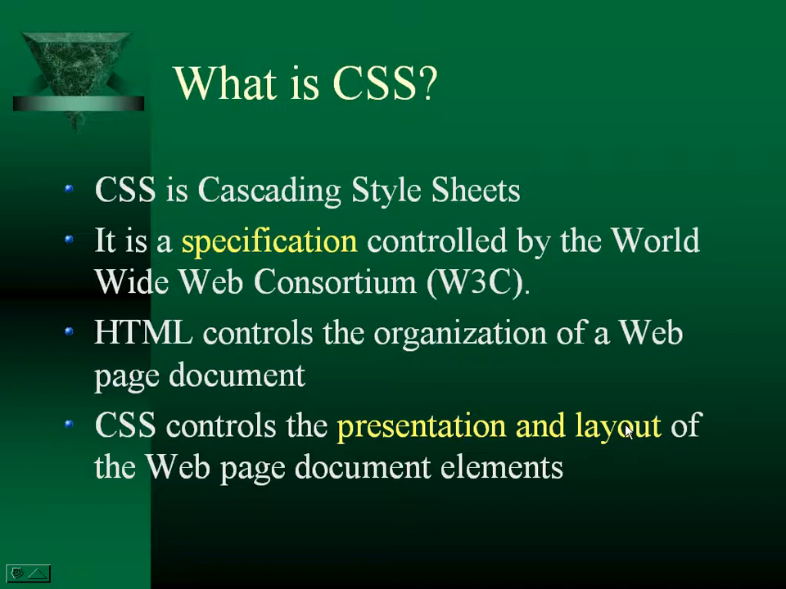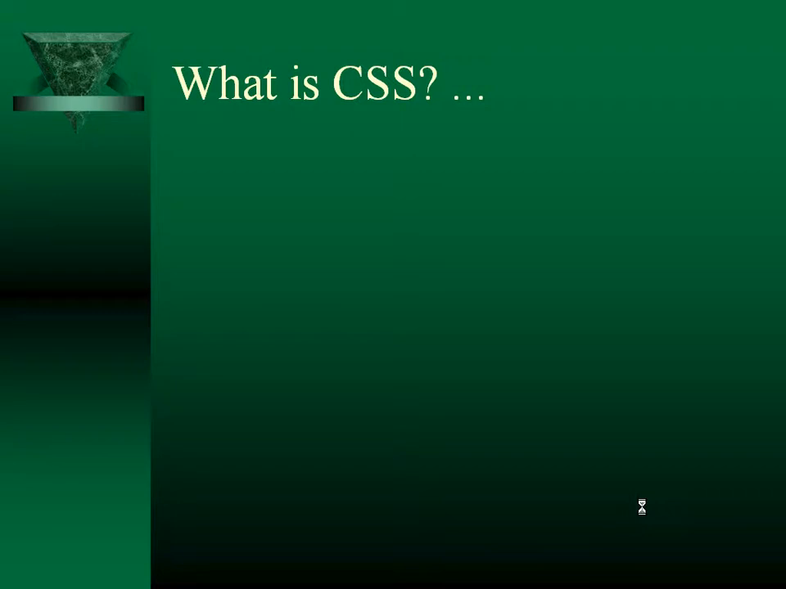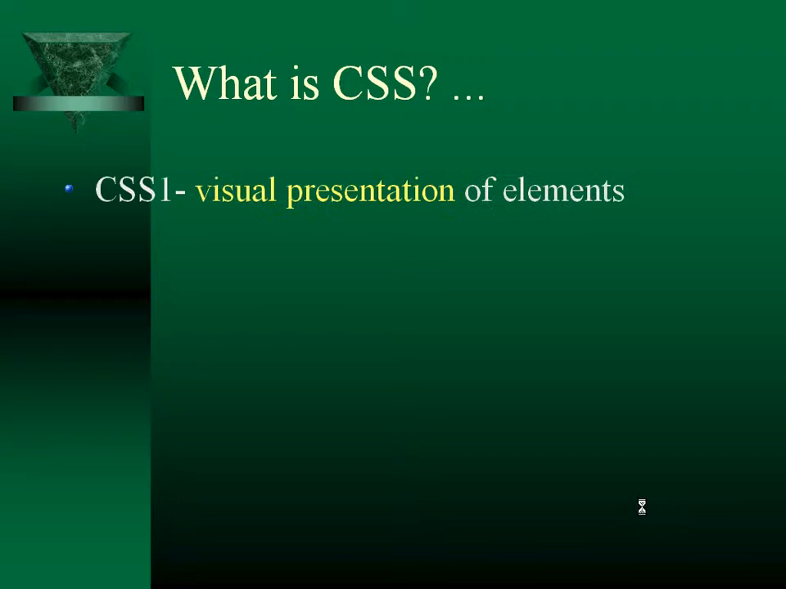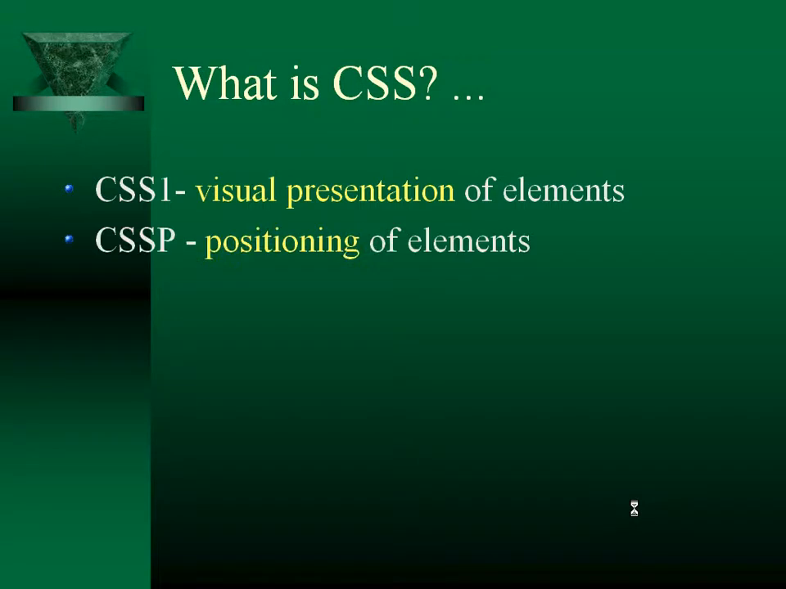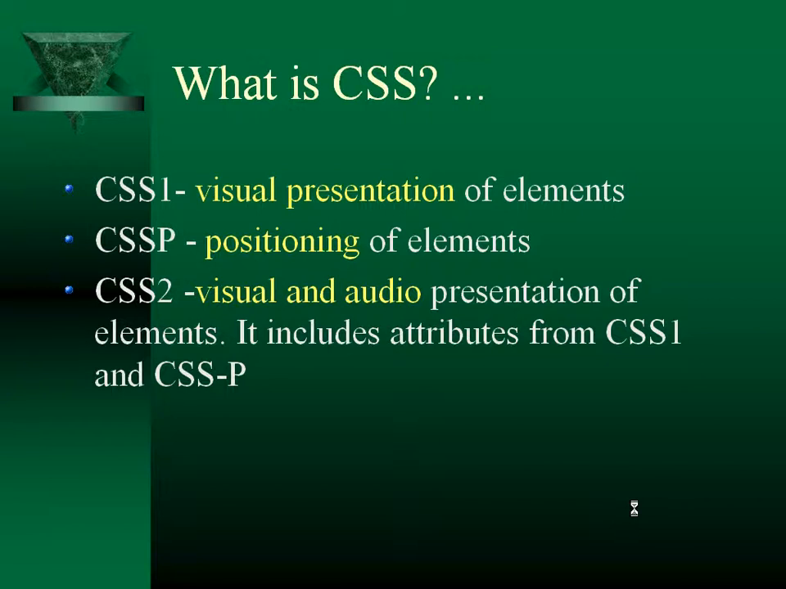Whereas HTML controls the organization of a web page document, CSS controls the presentation as well as layout of the web page document elements. CSS version 1 is used for visual presentation of elements. CSSP is used for positioning of elements in the web page, and CSS version 2 is used for visual and audio presentation of elements. It includes attributes from CSS1 as well as CSSP also.